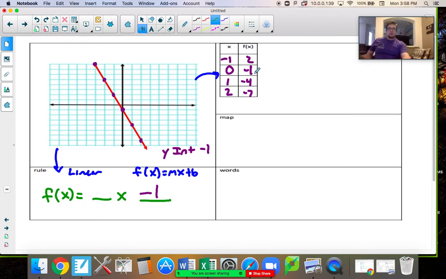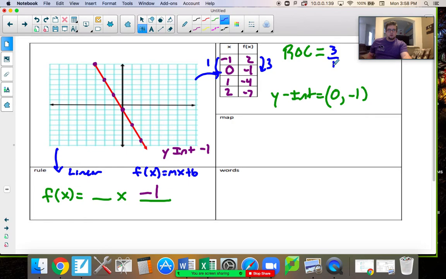So looking at either the table, ROC for rate of change, y_int, so that's 0, -1. We already knew that. Now our rate of change according to the table is -3/1, I apologize. -3/1. And if we look at the graph, I go down 1, 2, 3 spaces over 1 space for our slope as well. Again, do not need the equation, the one underneath. So there's my rule. We've already built the table.